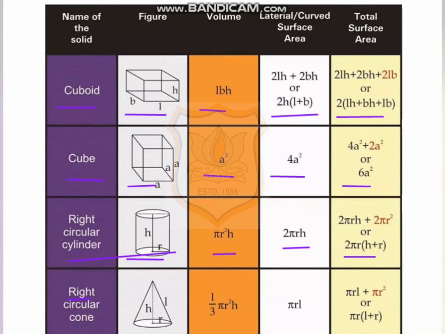In the same way, the right circular cone. Here we have three parameters h, r, l. There is a relation from the Pythagoras theorem: h square plus r square equals l square. So the volume becomes 1 by 3 pi r square h. Curved surface area is pi r l. TSA is pi r l plus pi r square, that is pi r (l plus r).